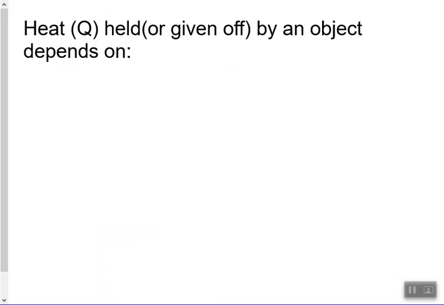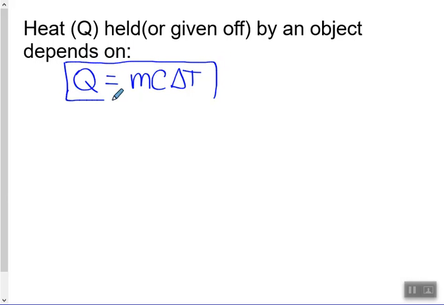So heat, Q, remember heat is represented by the variable Q, held or given off by an object depends on three different variables. So Q, our heat, depends on how much of that material you have, so its mass, what that material is actually made of, which is going to be represented by C, and how much the temperature is changing. So change in temperature. So how much heat you end up getting, or give off, depends on how much you have, what that material is, and what the change in temperature is.